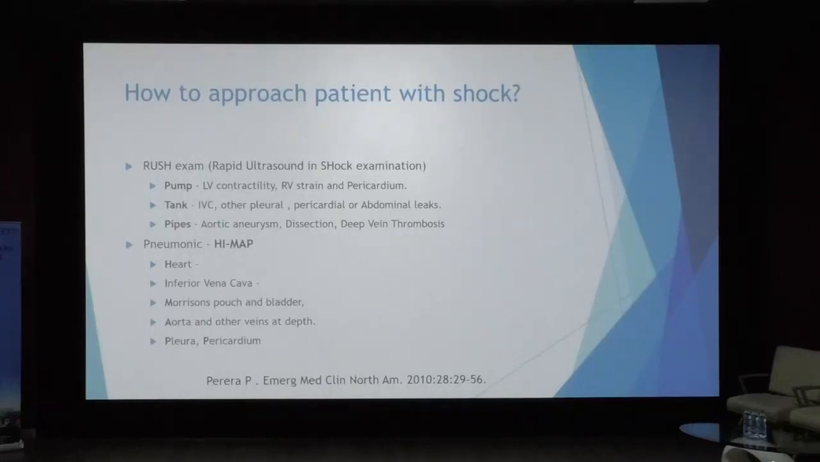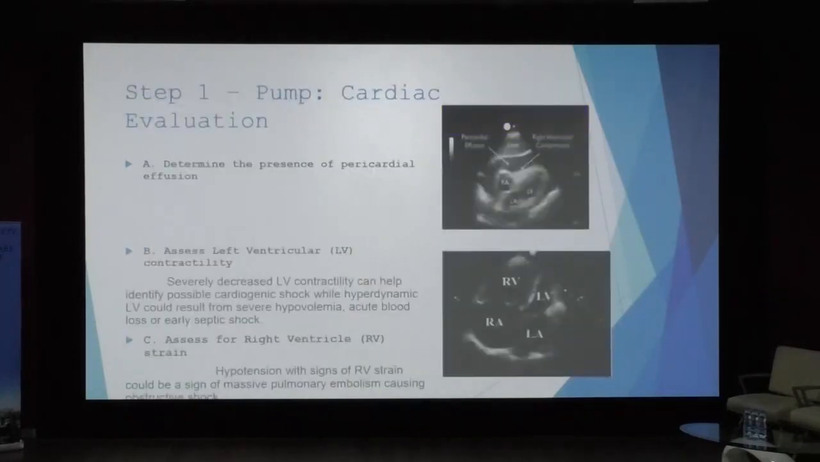What mnemonic do we follow? HI-MAP for checking the heart. It is for the students if you have confusion at the start. Inferior vena cava, then Morrison's pouch and the bladder, aorta and the other deep veins, and the pleura and pericardium, so that we understand what problems we are dealing with in the patient.